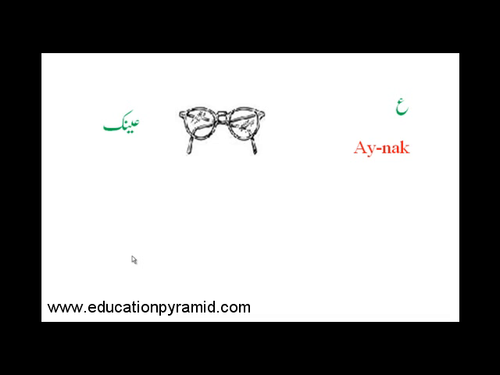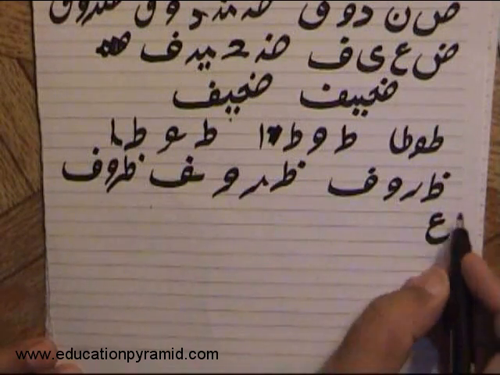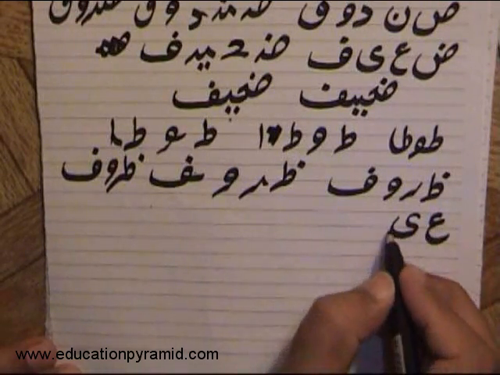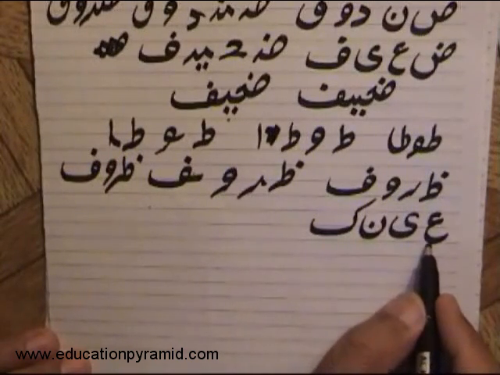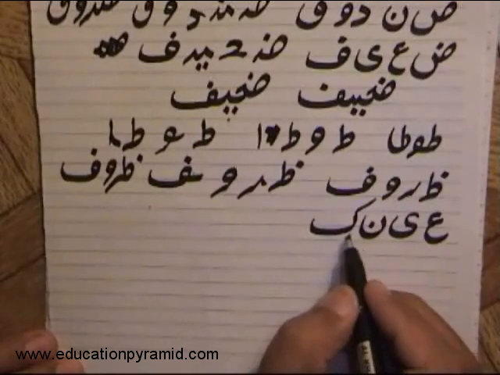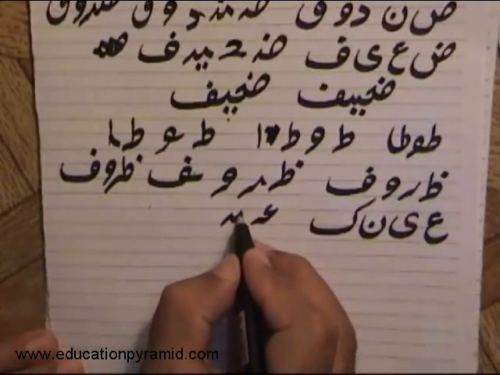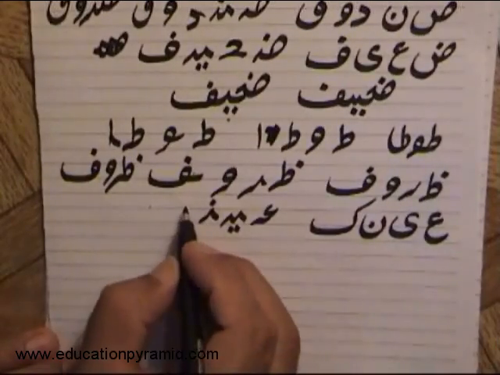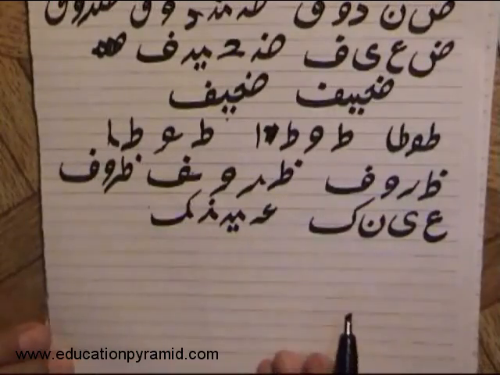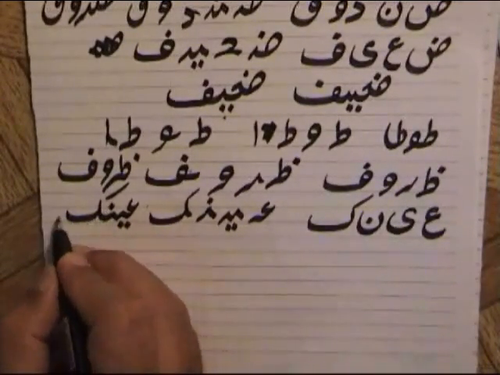Ainak, spectacles. In Ainak, we have an ain sound, and then choti ye, and then noon, and then kaf. Ain is a connector, ye is a connector, noon is a connector, and kaf is a connector. So we'll make it one group. This is the initial position, then ye in the middle position, then noon in another middle position, and then kaf in the final position, like this. So we write Ainak like this: ain, ye, noon, kaf, Ainak.